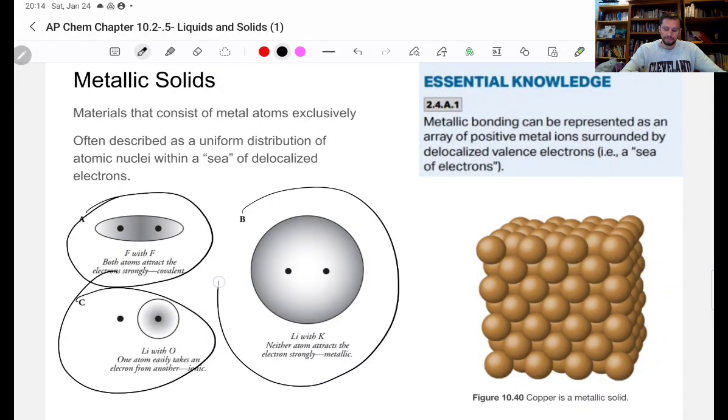And then here we have in B, where both electronegativity values are low, and so the electrons are more delocalized and they're more spread out in the structure. That's a metallic solid. So this could, for example, be lithium with potassium. Neither atom strongly attracts the electron, and so this is metallic. And again, it could just be one element like here. So it could be pure copper, or it could be a mixture of different metallic elements together.